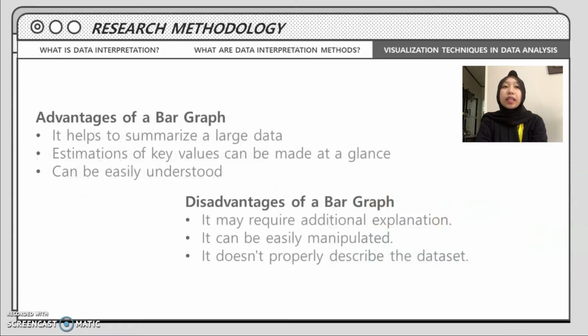Here are the advantages and disadvantages of a bar graph. The advantages of a bar graph are: it helps to summarize large data, estimations of key values can be made at a glance, and it can be easily understood. But the disadvantages of a bar graph are: it may require additional explanation, it can be easily manipulated, and it doesn't properly describe the data set.